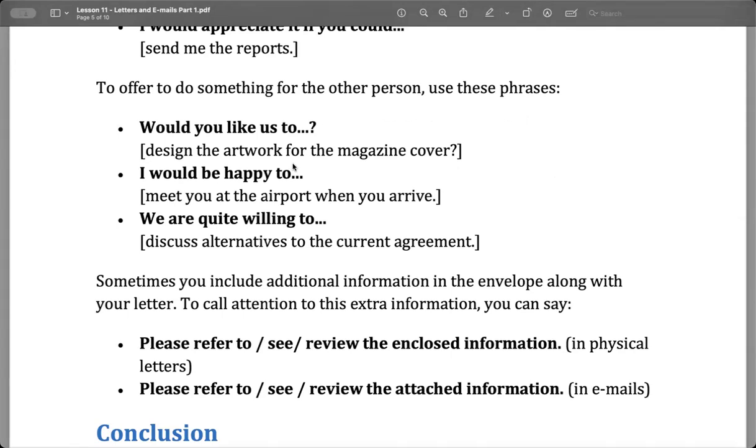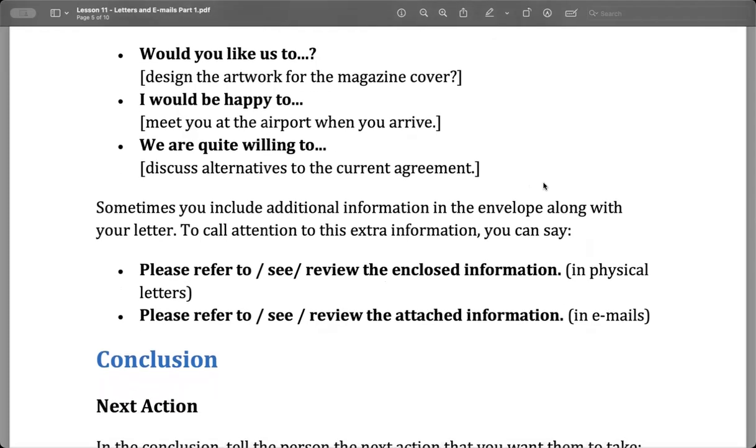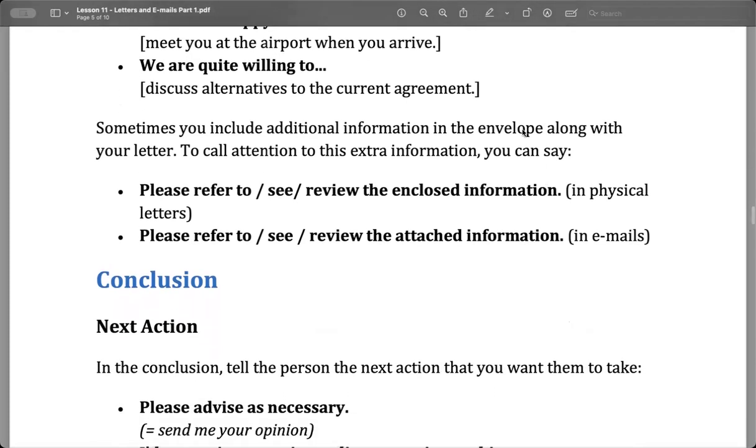To call attention to this extra information, you can say, please refer to, or see, or review the enclosed information in physical letters. Please refer to, or see, or review the attached information in emails. Okay, good. Let's move on to the conclusion.